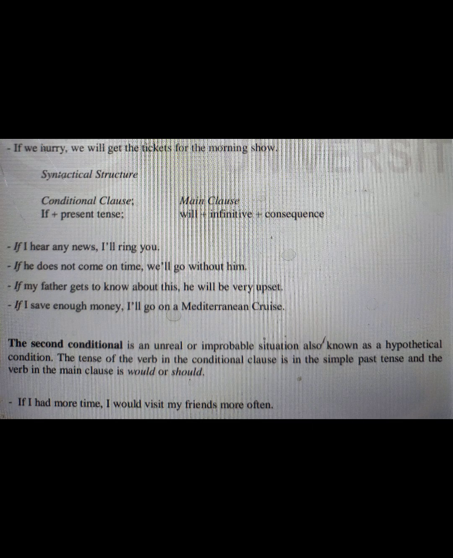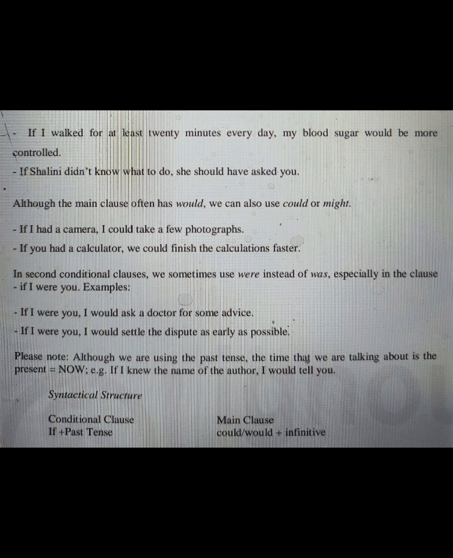The second conditional is an unreal or improbable situation, also known as a hypothetical condition. The tense of the verb in the conditional clause is in the simple past tense and the verb in the main clause is would or should. If I had more time, I would visit my friends more often. If I walked for at least 20 minutes every day, my blood sugar would be more controlled. If Shalini didn't know what to do, she should have asked you.